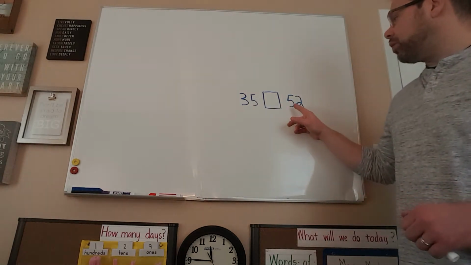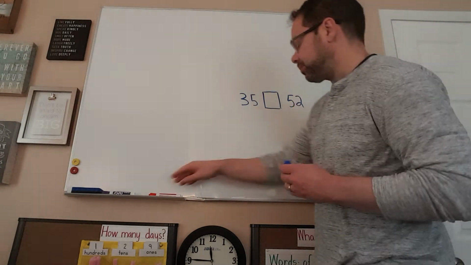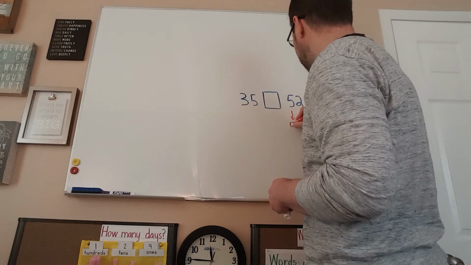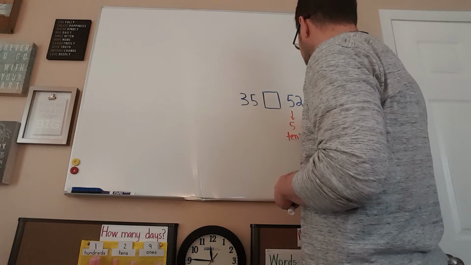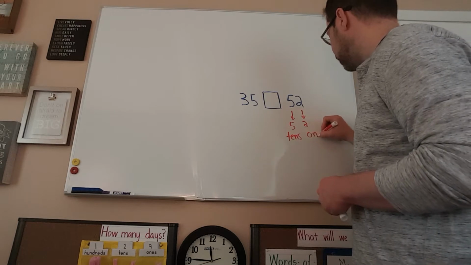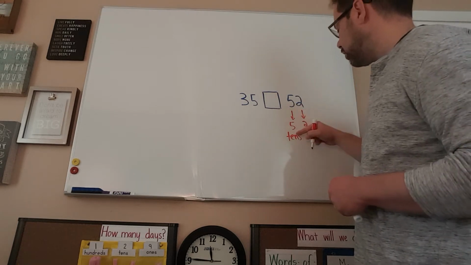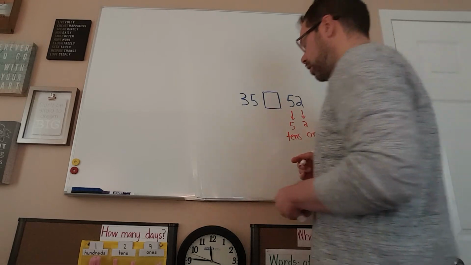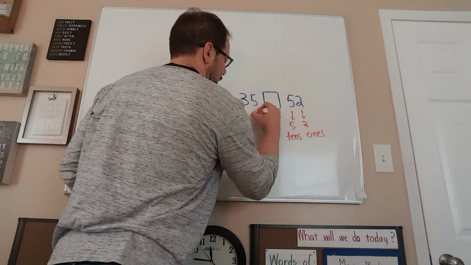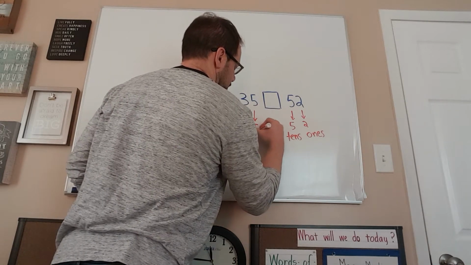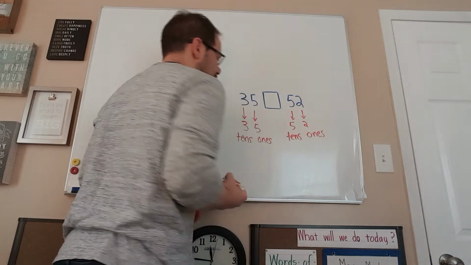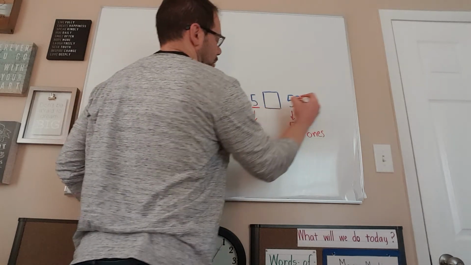Okay, now we know that 52 has, let me write that in a different color, 5 tens. And then we know that it has 2 ones. Okay, so 5 tens and 2 ones. Okay, now 35 has 3 tens and 5 ones. Okay, so 3 tens and 5 ones. Okay, let's not get confused by these second numbers.